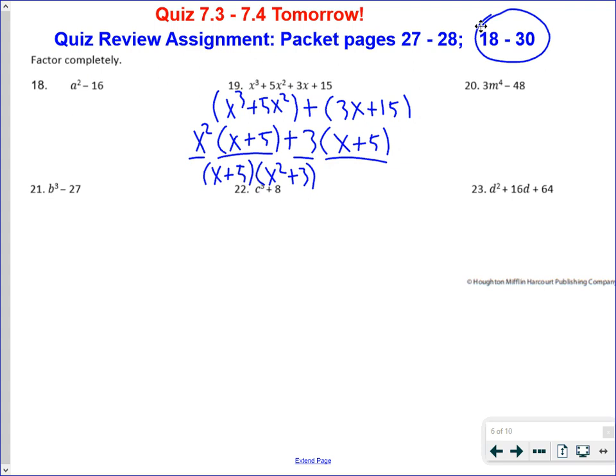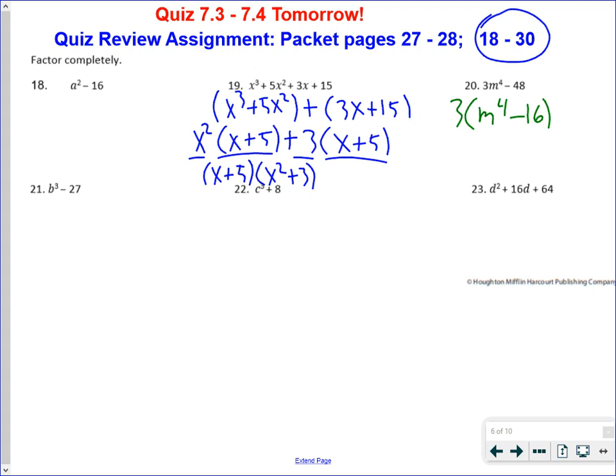Number 20, the first thing we should always look for whenever we're trying to factor something is always look for a GCF. And for number 20, we have a GCF here, so we're going to factor out a 3. And when we do, we're left with m to the 4th minus 16.